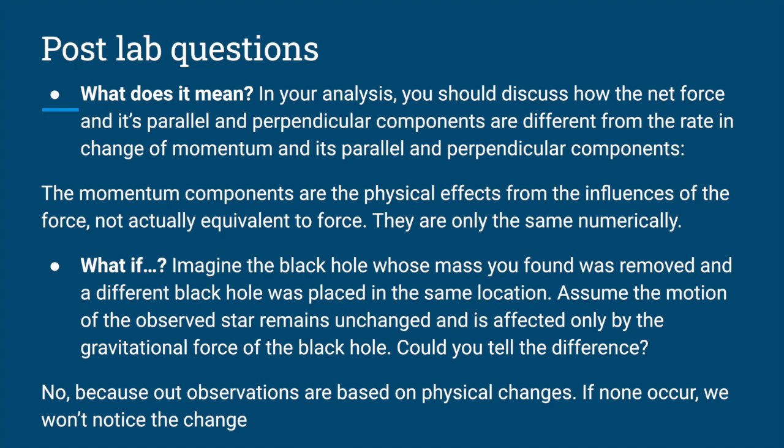The second question is, imagine the black hole whose mass you found was removed and a different one replaced at the same location. Assume that the motion of the star remains unchanged and is affected only by the gravitational force of the black hole. Could you tell the difference? The answer is no, because observations in this lab were based off of the physical changes we could observe. If those changes did not occur any differently than they did before, there's no way of telling that the object is any different than what it was before.